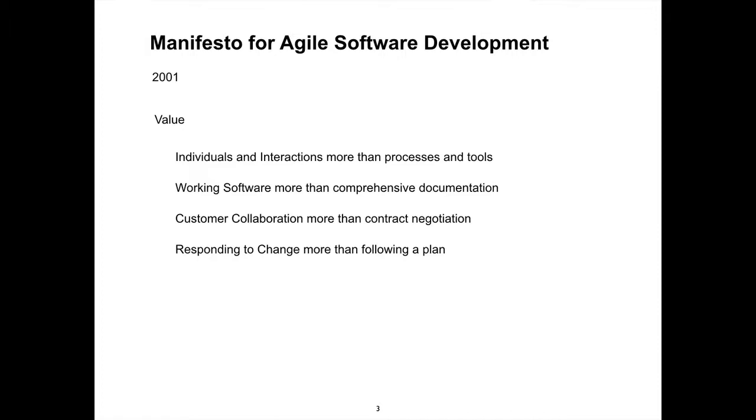And then in 2001, a group of programmers, developers got together at a ski resort in Colorado, and they produced what's called the Manifesto for Agile Software Development. And they defined four key values. One was that people and interactions, you should value that more than processes and tools. Working software is more important than comprehensive documentation. Collaboration should be valued more than contract negotiation. And responding to change is more important than following a plan, right?